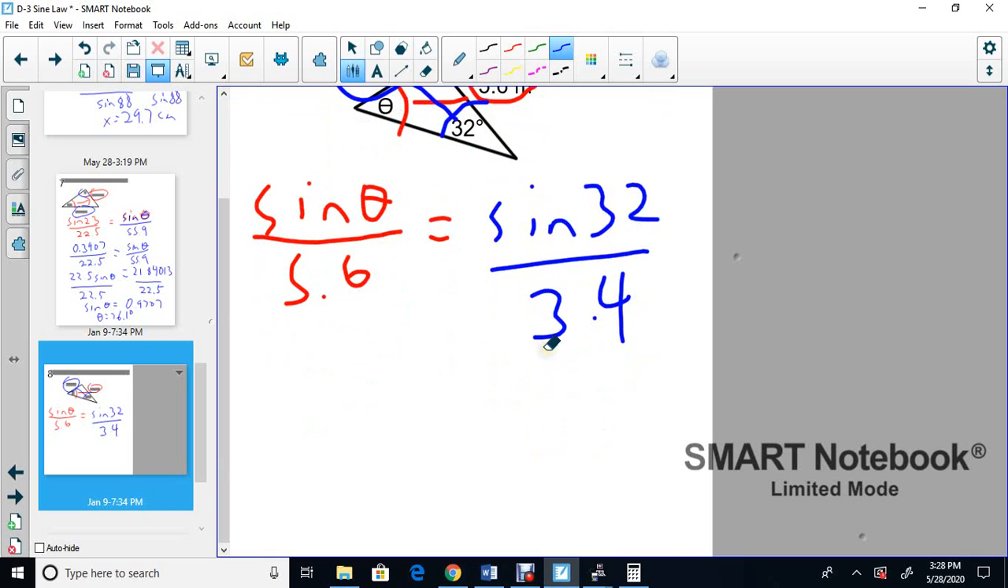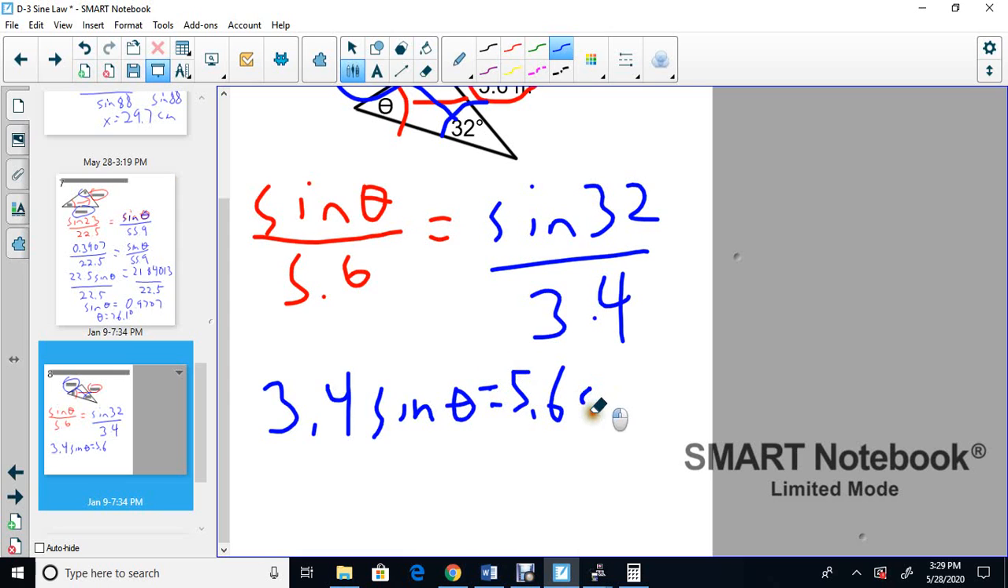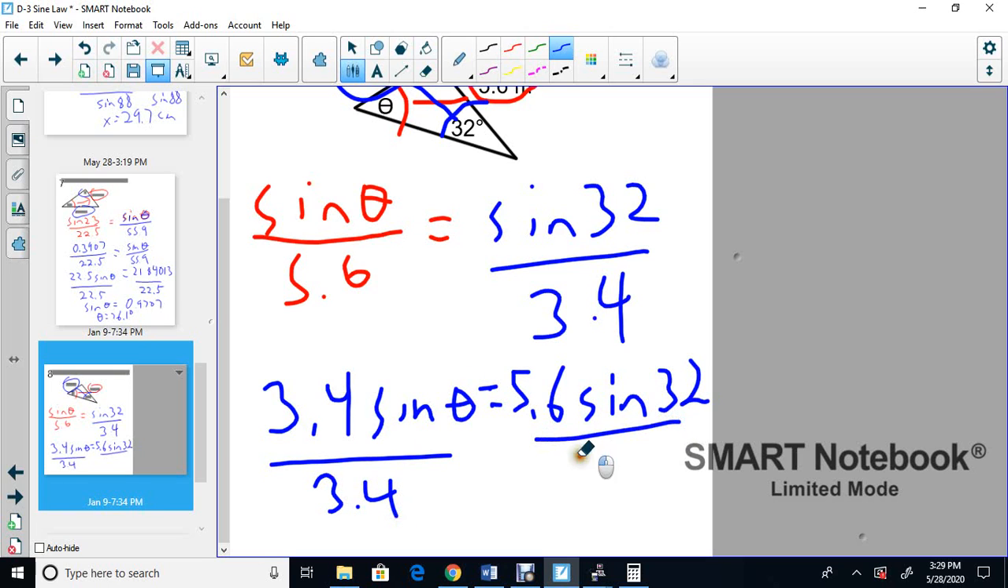Now at this point I like to cross multiply, so I'm going to do it the way I prefer. So I do 3.4 sine of theta. The 3.4 goes in the front, and then 5.6 will go across here, equals 5.6 sine of 32. At this point, I want sine by itself, so I divide both sides by 3.4.